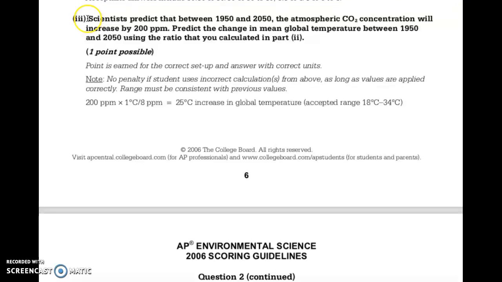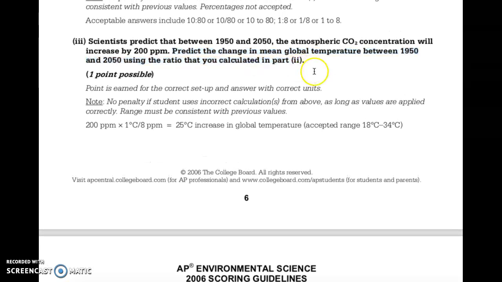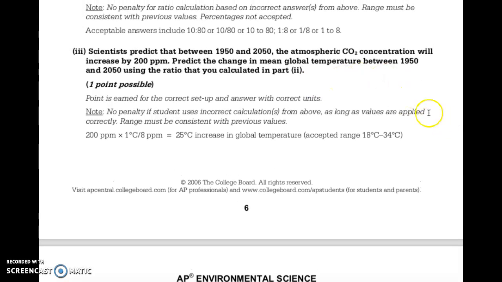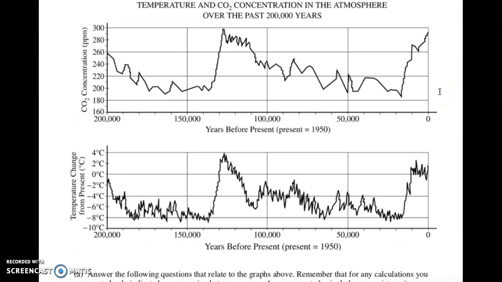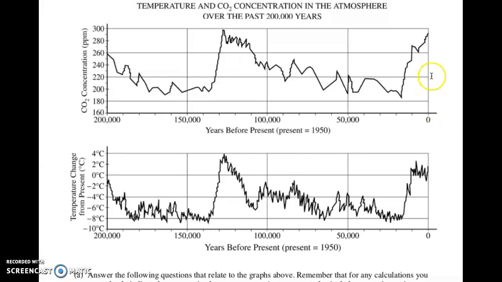So then this next question, they give us some extraneous information here that you can just ignore. This is the actual part of the question. Predict the change in the mean global temperature between 1950 and 2050 using the ratio you calculated in part 2. So the first thing you need to do is figure out what the value in 1950 was. That would be at the 0 mark on our graphs.